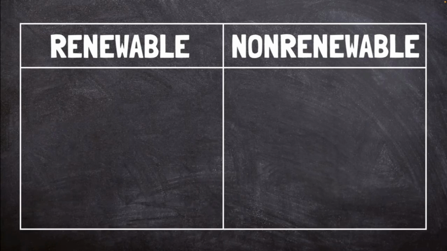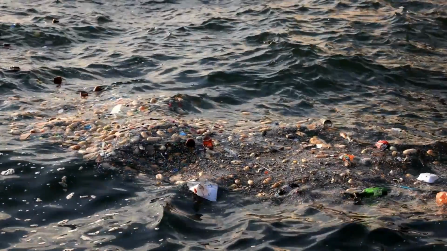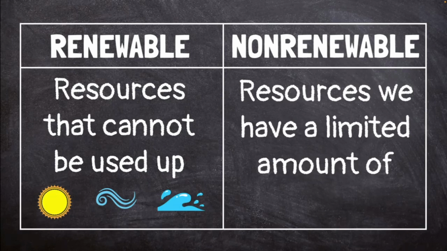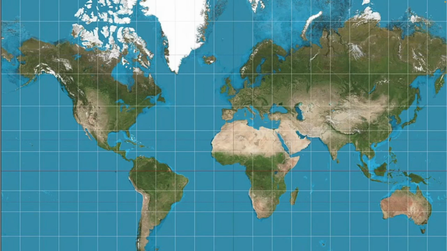Some natural resources are renewable and others are non-renewable. Renewable resources cannot be used up. We have an endless supply of sunlight, air, and water, although pollution can make them harder to use. We have a limited amount of non-renewable resources. These include plants, animals, soil, stone, minerals, oils, and natural gases. We use these resources faster than they can form. If we aren't careful, we could run out of our non-renewable resources.